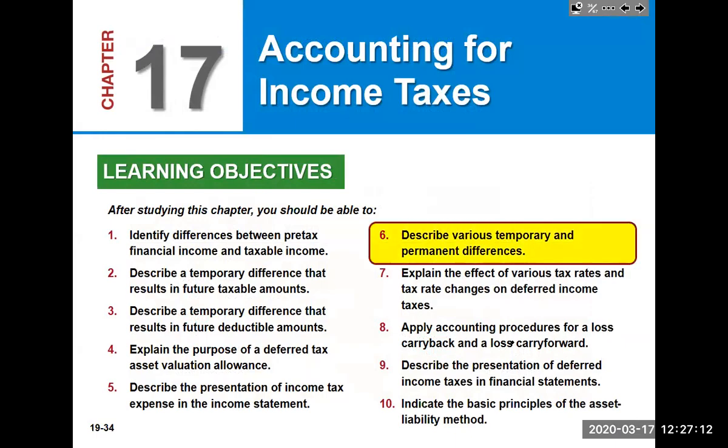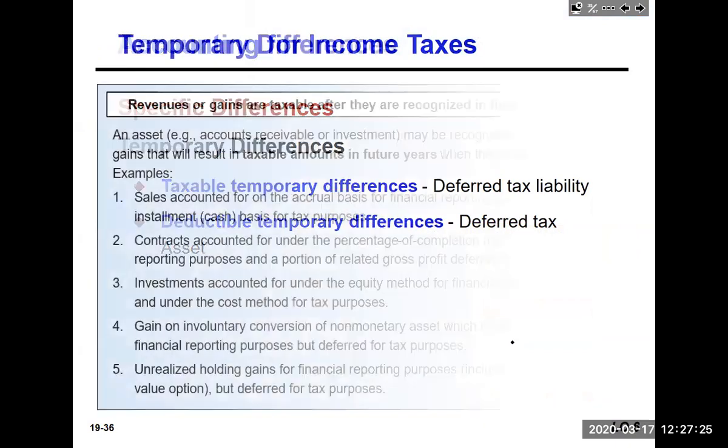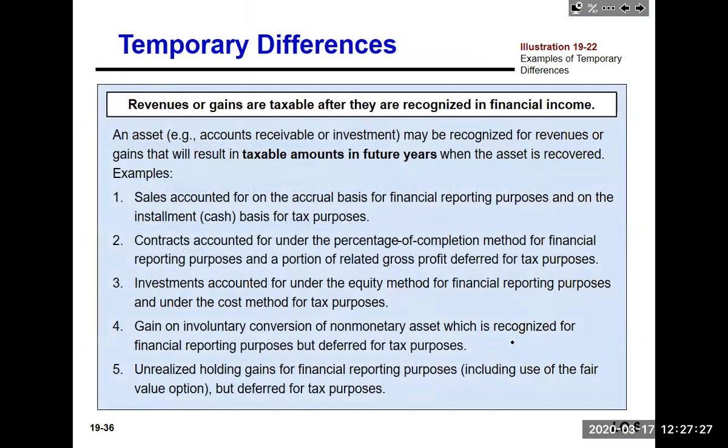Now they kind of talk about what are the differences. Now that we've talked about how to do it, almost like putting the cart before the horse, but what are some of these differences? What would make a deferred tax liability? And I've already talked about this quite a bit, deferred tax asset. Taxable amounts in future years.